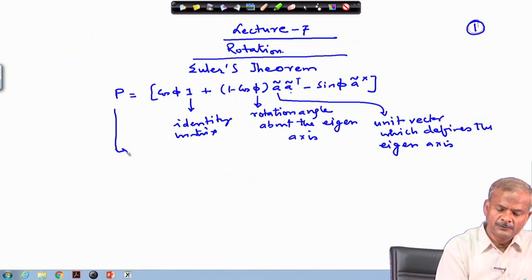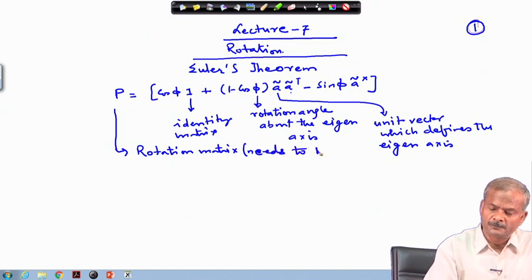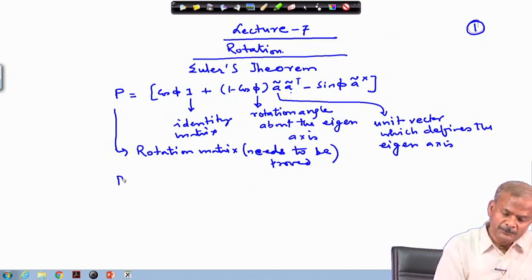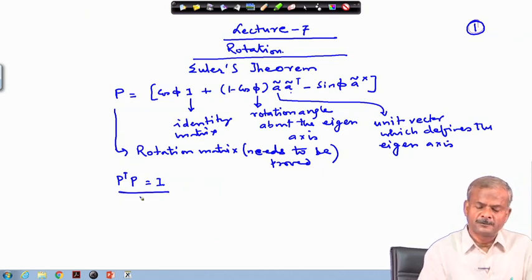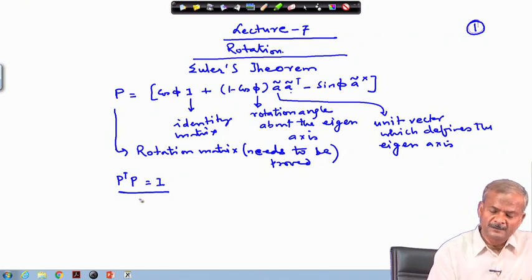For P to be proved a rotation matrix, we need to show that P transpose P equals I, which is one of the properties of the rotation matrix. Then we also need to check that indeed phi is the rotation about the A axis.